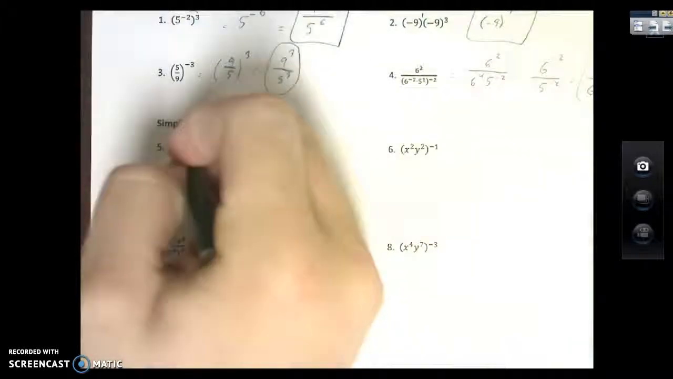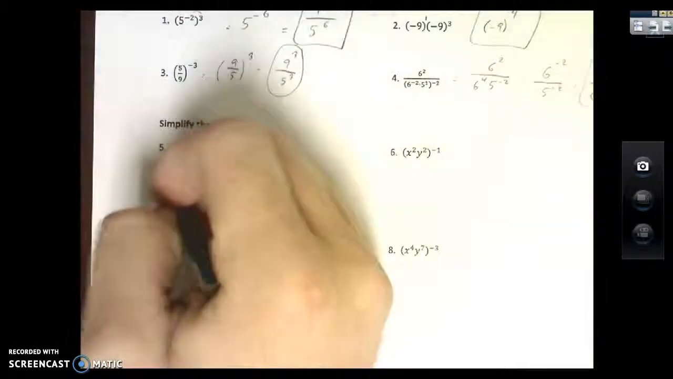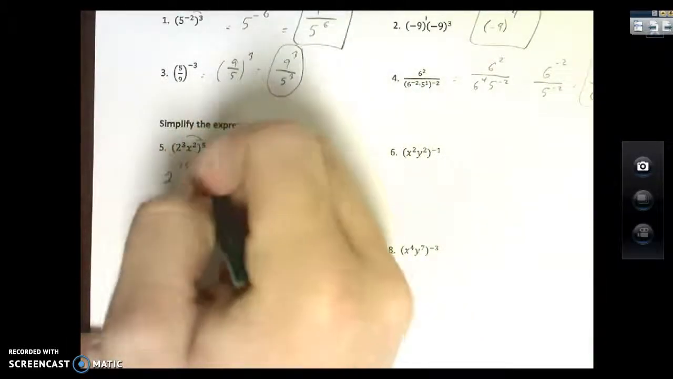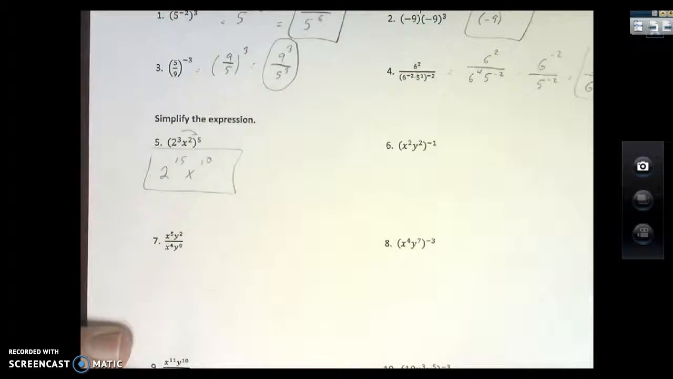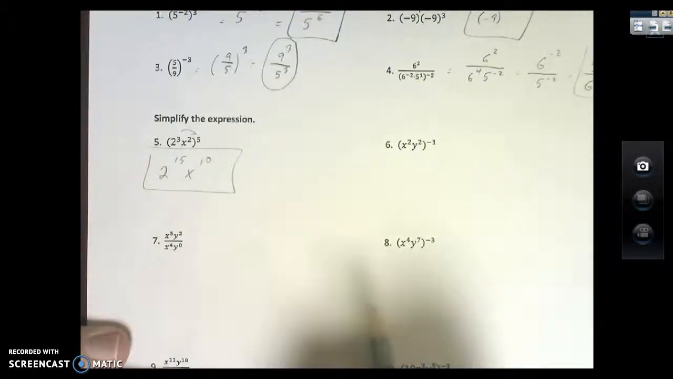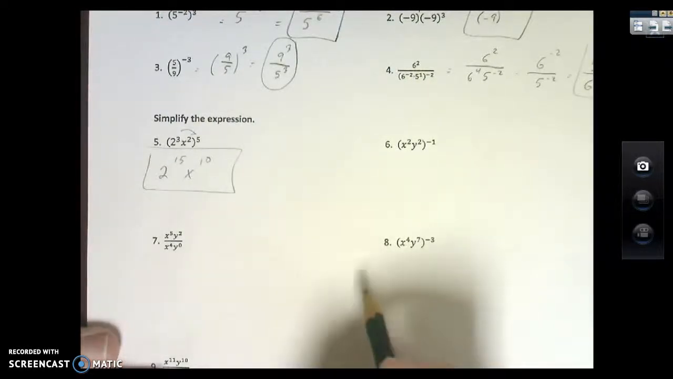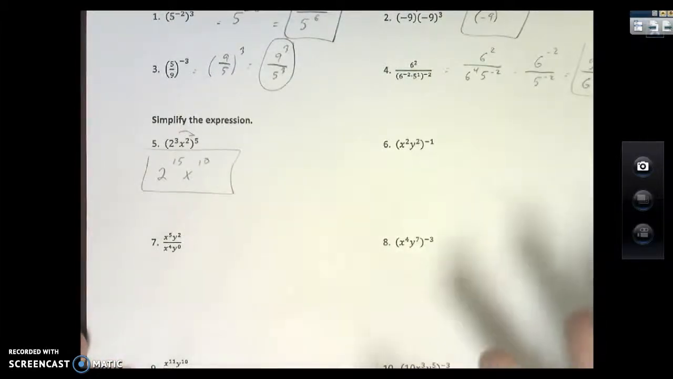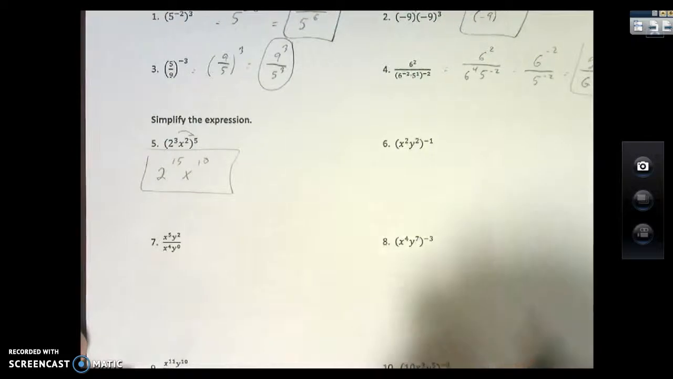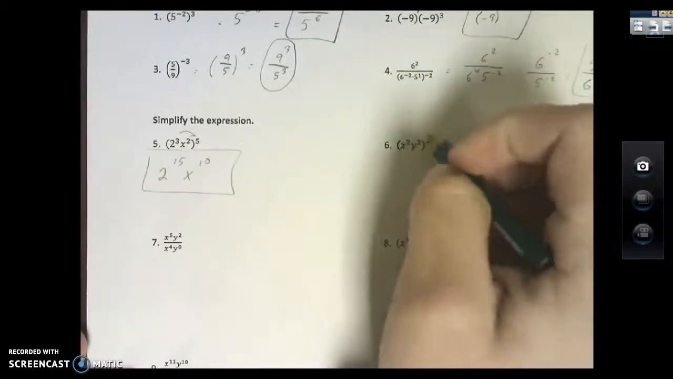Number 5, I can distribute this in. I get 2 to the 15th times x to the 10th. And ladies and gentlemen, that is all she wrote. It is that simple. I have no negative exponents. I can't really do anything with it. It's actually cleaner to write 2 to the 15th as opposed to 2 times 2 fifteen times. So all is well.